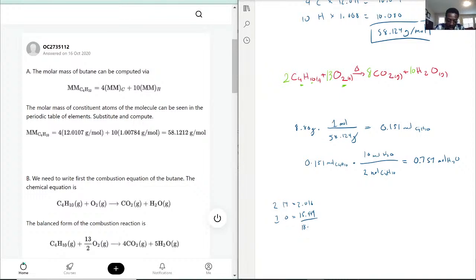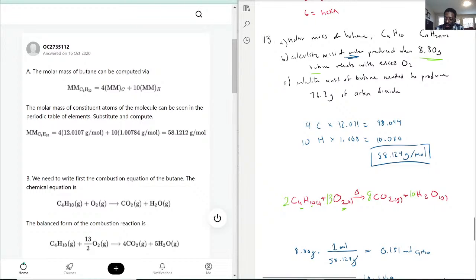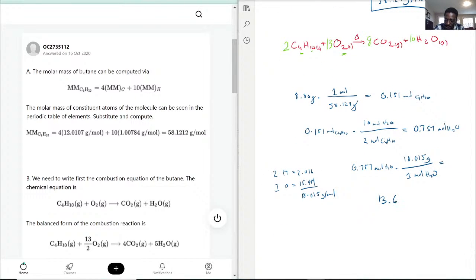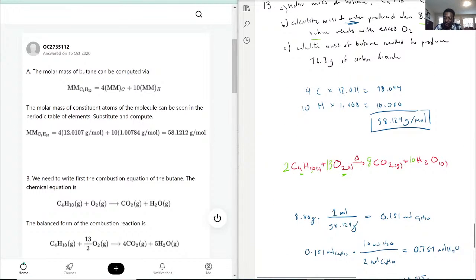Okay, 18.015 grams per mole. We throw that into the equation, 7.757 moles of H2O, and we don't want moles anymore, we want grams, 18.015 grams. So this times that 7.757, we have in total 13.6. Let's see if we need to round: because they have only 3 significant digits in the 8.80, we want 3 significant digits. So 13.6 grams of H2O. That is our answer when excess oxygen, aka it's not a limiting reagent, the limiting is the butane, reacts with the limited amount of 8.80 grams of butane. So that's what happens there.